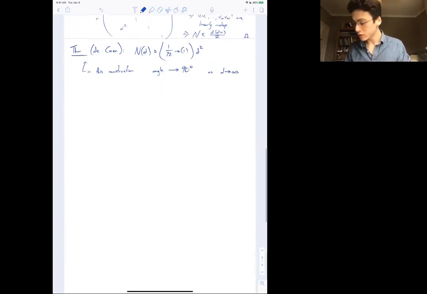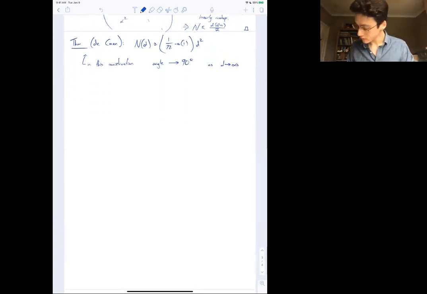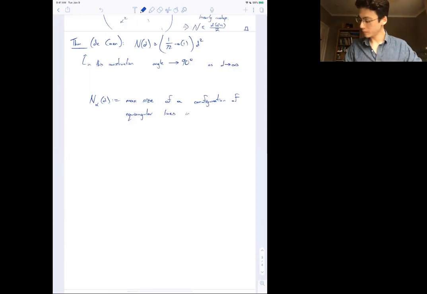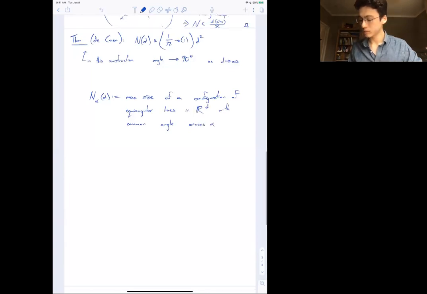It turns out it's interesting, not just for this reason, but for a couple other reasons. So let me just write that down. I'm going to write n_alpha(d) to be the maximum size of a configuration of equiangular lines in R^d with common angle. I'm just going to parameterize this by arccos alpha as a common angle.